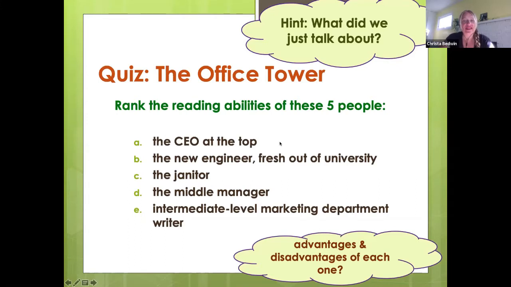Now, another activity I think is interesting: I used to work in Calgary, Alberta, which is a big oil capital in Canada, the oil capital, I guess, in Canada. So we have many tall office buildings. And the question is, who is the smartest reader in the office building? Is it the CEO? Is it the janitor? Is it the marketer? Try to rank these 1 to 5.